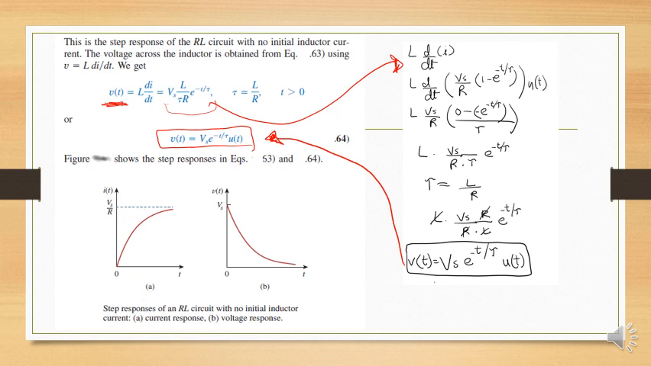Step response of RL circuit with no initial inductor current: when t is less than 0, it is equal to 0, or you may say it is the response when you have a unit step function at your input. The unit step function would be 0 at t less than 0. So you got this type of response. The current starts from 0, becoming constant at Vs over R. Similarly, the voltage starts from Vs and approaches 0.